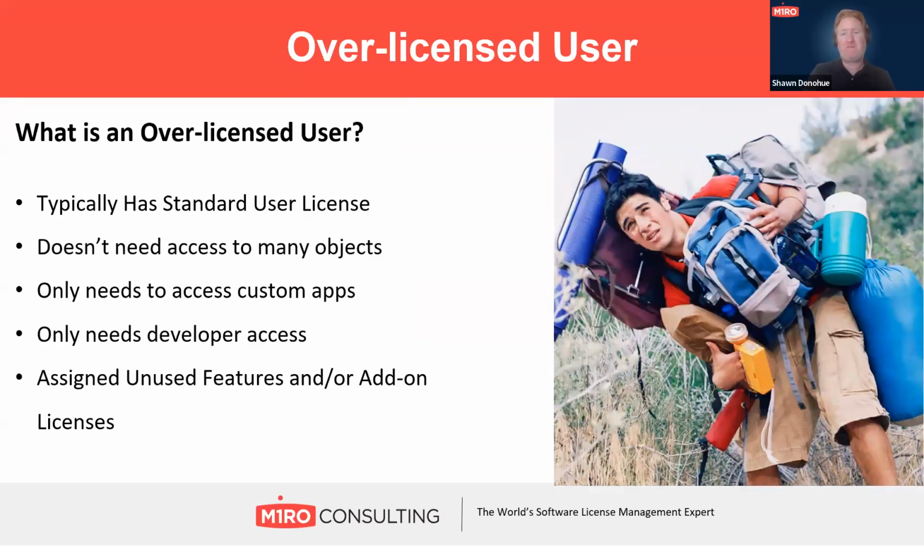You could have the opposite. You could have an over-licensed user. Typically, an over-licensed user has the standard user license. If you thought that's the only license there was, there isn't. There are many other licenses besides the standard user license. Typically, this will be the type of user who has access to many objects they don't need. They might be an administrative user, for example, who doesn't really need to know what opportunities the company has. They really only need to know if the company in the system has any opportunities at the moment. That's a classic example.